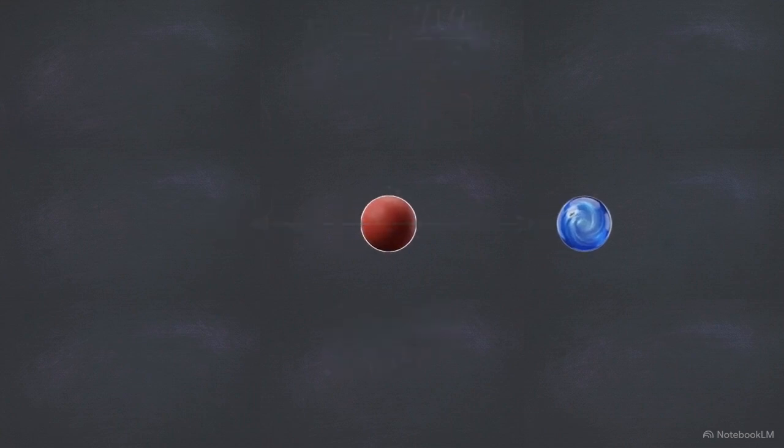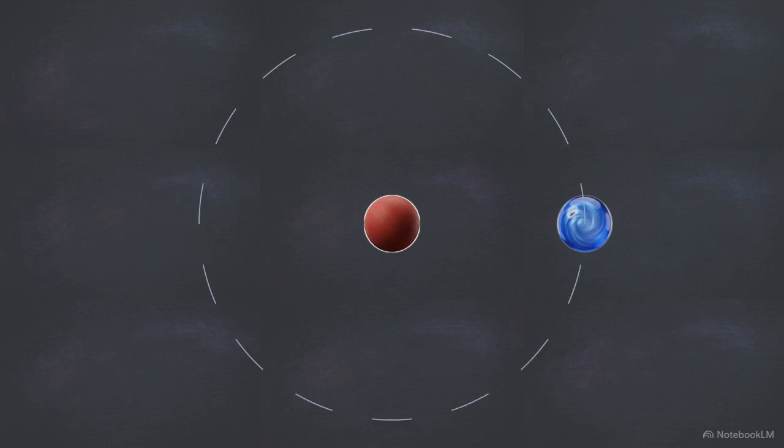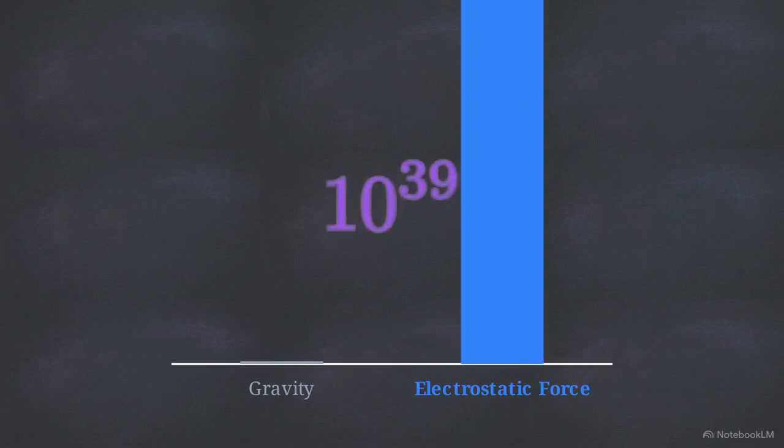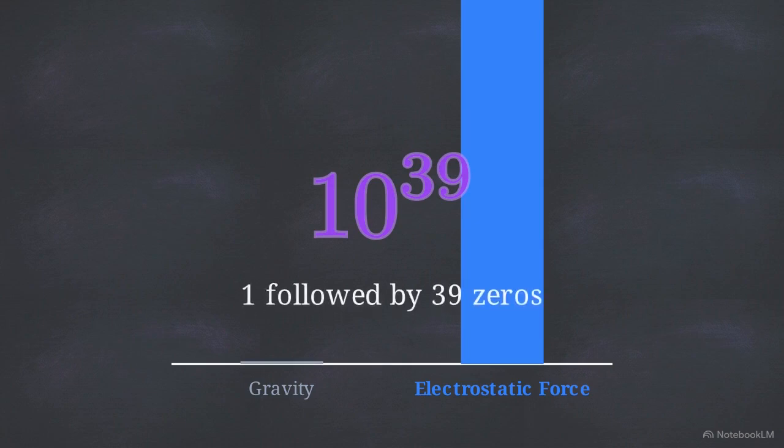To see this, look at a hydrogen atom's electron and proton. Gravity pulls their mass together, but the Coulomb force pulls their charges together. So JEE, when you compare the calculations, the electrostatic force is roughly 10 to the 39th power times stronger than gravity. That's a 1 followed by 39 zeros. On the atomic scale, gravitational attraction is completely negligible.